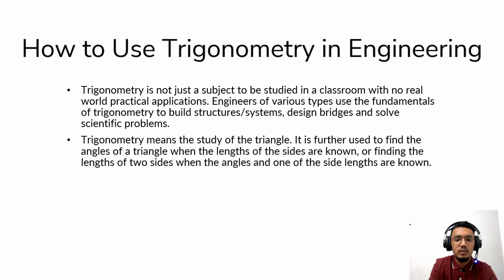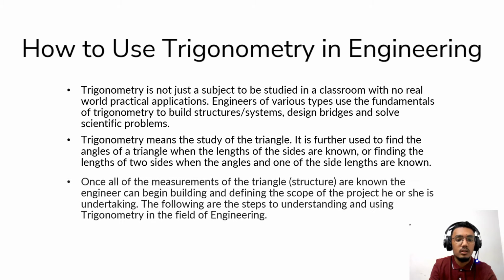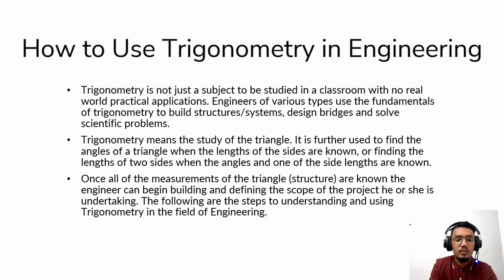Trigonometry means the study of the triangle. It is further used to find the angle of a triangle when the lengths of the sides are known, or finding the lengths of two sides when the angle and one of the side lengths are known. Once all of the measurements of the triangle structure are known, the engineer can begin building and define the scope of the project he or she is undertaking. The following are the steps to understanding and using trigonometry in the field of engineering.